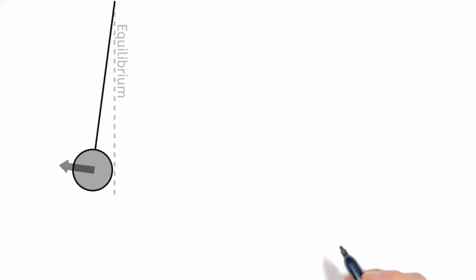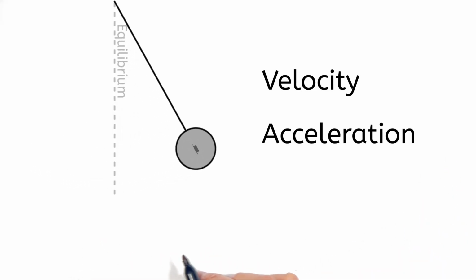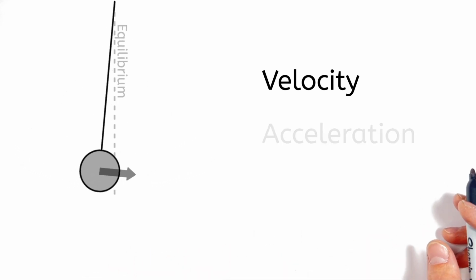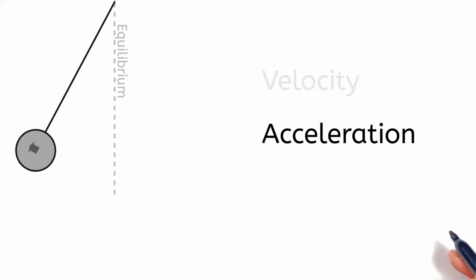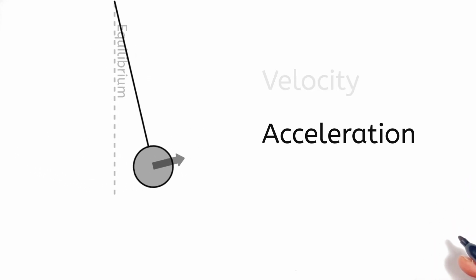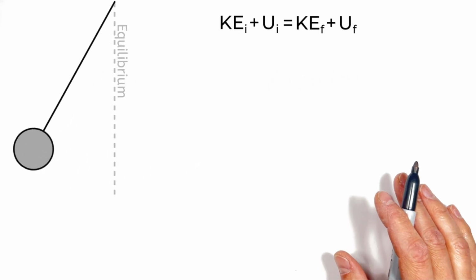Today we're walking through how to solve for the velocity and acceleration of a pendulum bob at any point as it swings back and forth. And we'll start with velocity since it's pretty straightforward, and then we'll move on to acceleration, which is typically the part that gives people the most trouble. So to solve for velocity, we're going to turn to the conservation of energy.